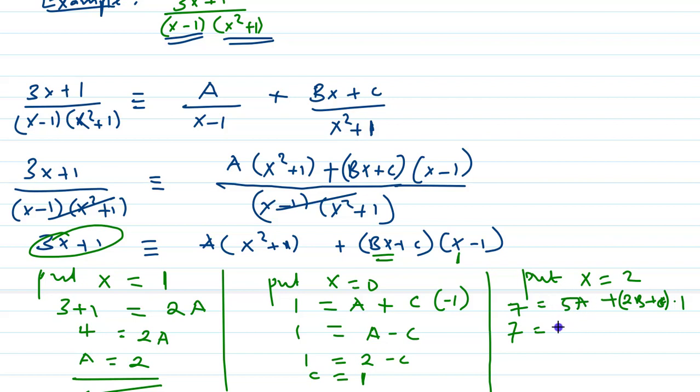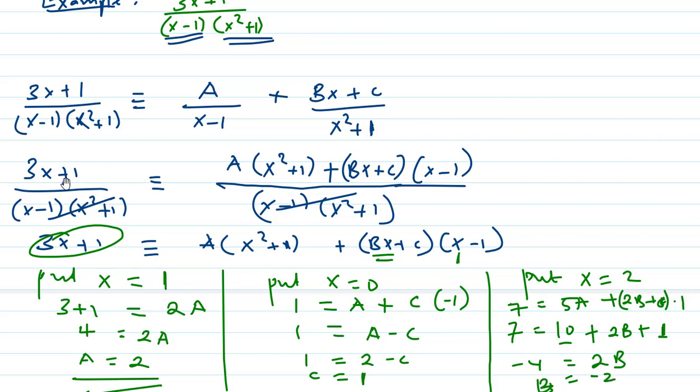So I have 5A. That's 5 times 2, that's going to be 10, plus 2b, plus c. c is 1. So 10 plus 1, that's 11. So 7 minus 11, what do we get in that case? Negative 4 equals 2b. And so b is going to be equal to negative 2.